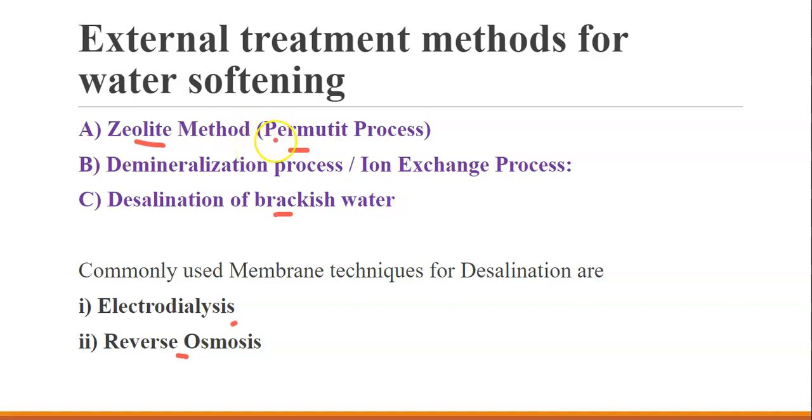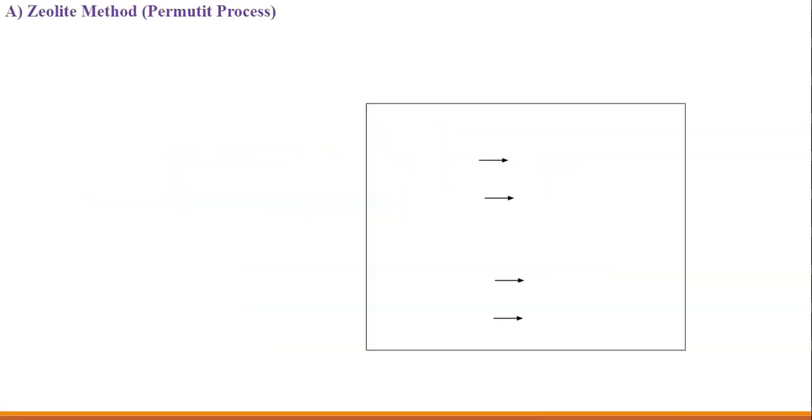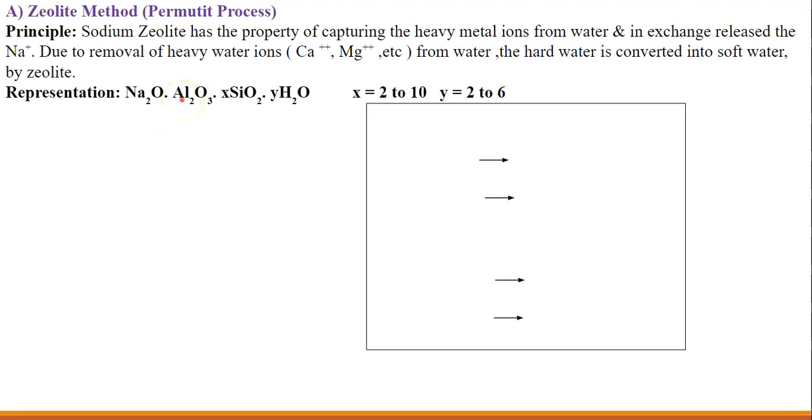What is the zeolite method? How exactly do we soften water by using this method externally? Let's have a look. Let's look at the structure of zeolite first. This is the representation of zeolite. Zeolite is basically hydrated sodium aluminosilicate. In zeolite, there are aluminium atoms, oxygen atoms, silicon atoms, and water molecules. These are the water of crystallization.